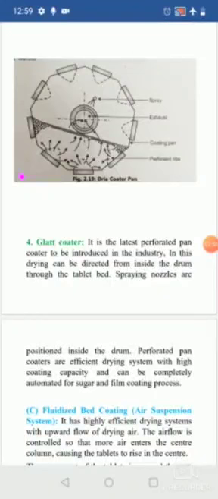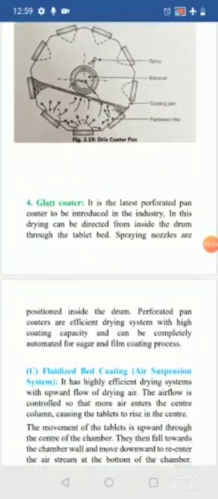Okay, so after the spraying and drying, the hot air is going to be removed through the perforations. So it has high coating capacity. It is made in big size, and it has more efficiency in coating the tablets.